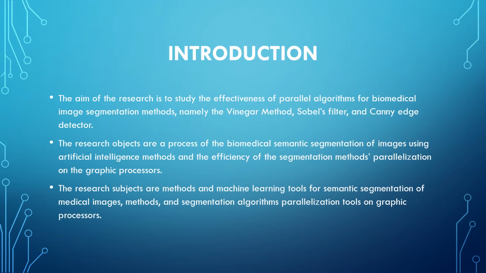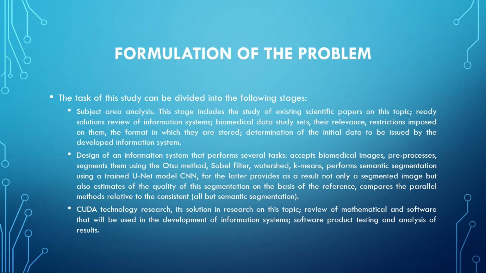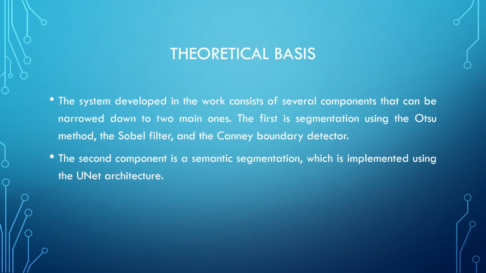tools on graphic processors. The tasks of the study can be divided into the following stages: subject area analysis, design and development of information systems, and CUDA technology research. The system developed in the work consists of several components that can be narrowed down to two main ones. The first is segmentation using the Otsu methods, the Sobel filter, and the Canny boundary detector. The second component is a semantic segmentation, which is implemented using the U-Net architecture.